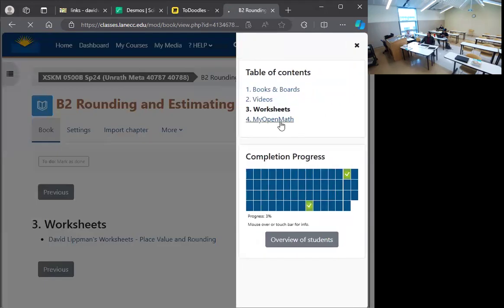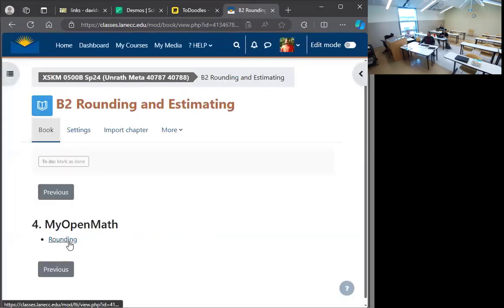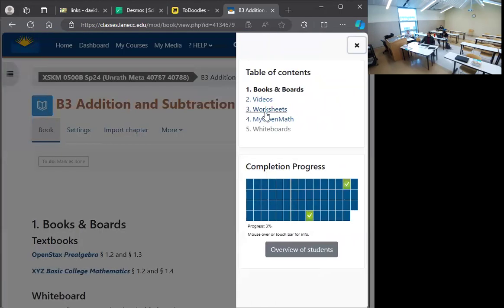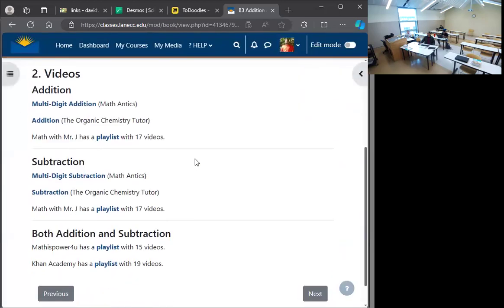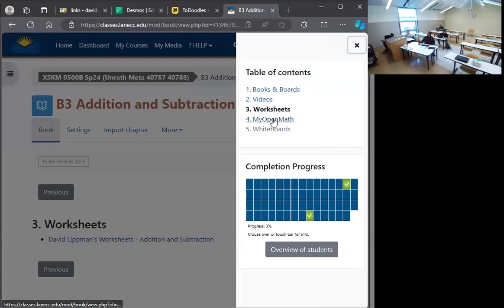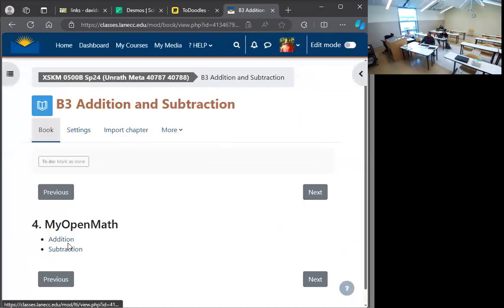Okay, and then the last thing again is homework, this time just one thing, because there's not the how to put your answers into My Open Math. And we could even keep going. The addition and subtraction is again formatted the same way. There's the books and the whiteboard, the videos. This one I've separated them out because the YouTubers have sometimes addition and subtraction separately and sometimes mixed up together. Again, a worksheet. And then My Open Math has 2 assignments for this third topic, addition and subtraction separately.